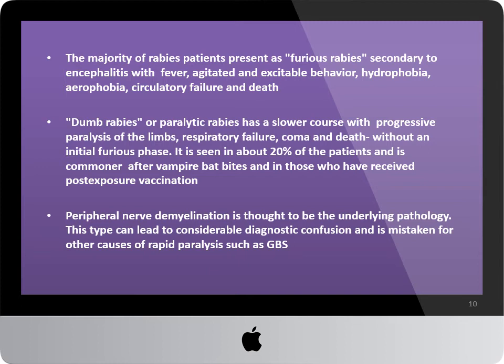It is seen in about 20% of patients and is commoner after vampire bat bites and in those who have received post-exposure vaccination. Peripheral nerve demyelination is thought to be the underlying pathology. This type can lead to considerable diagnostic confusion and is mistaken for other causes of rapid paralysis such as GBS.